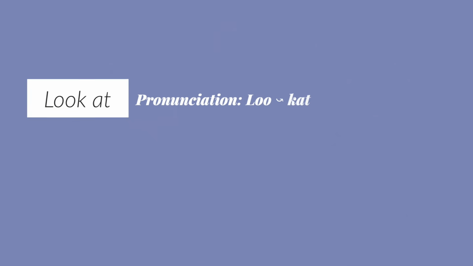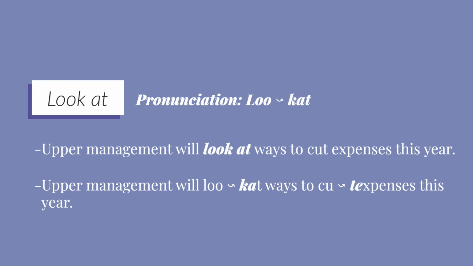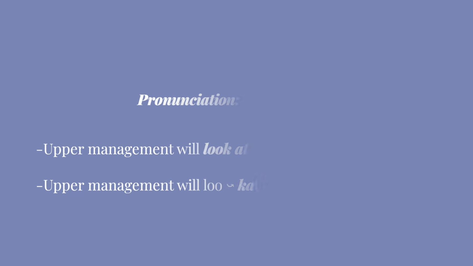The first on our list is to look at, which means to carefully consider or review something so that you're able to make a decision about it. And when we use this phrasal verb aloud, here's how it's pronounced. Look at. Look at. And here it is in a sentence. Upper management will look at ways to cut expenses this year. Upper management will look at ways to cut expenses this year. We have two examples of that consonant to vowel linking here.